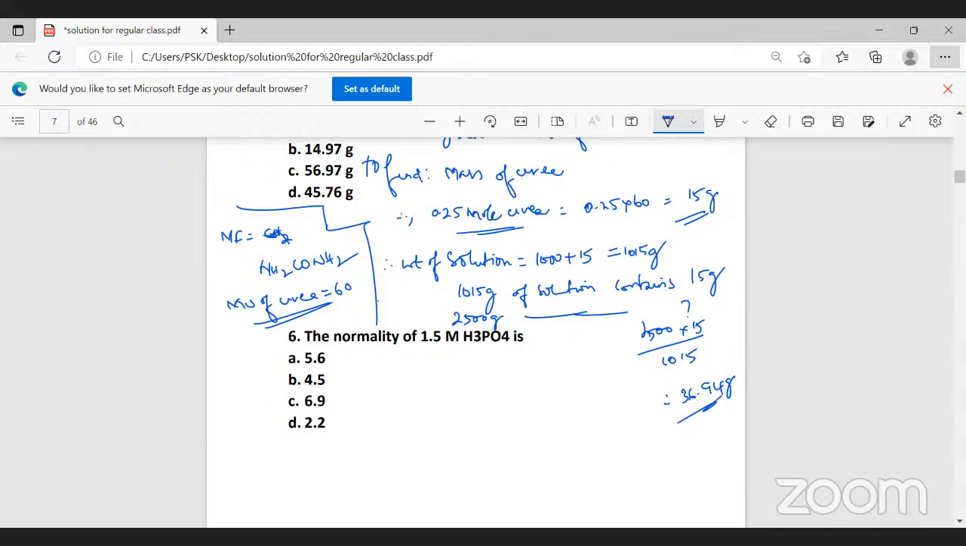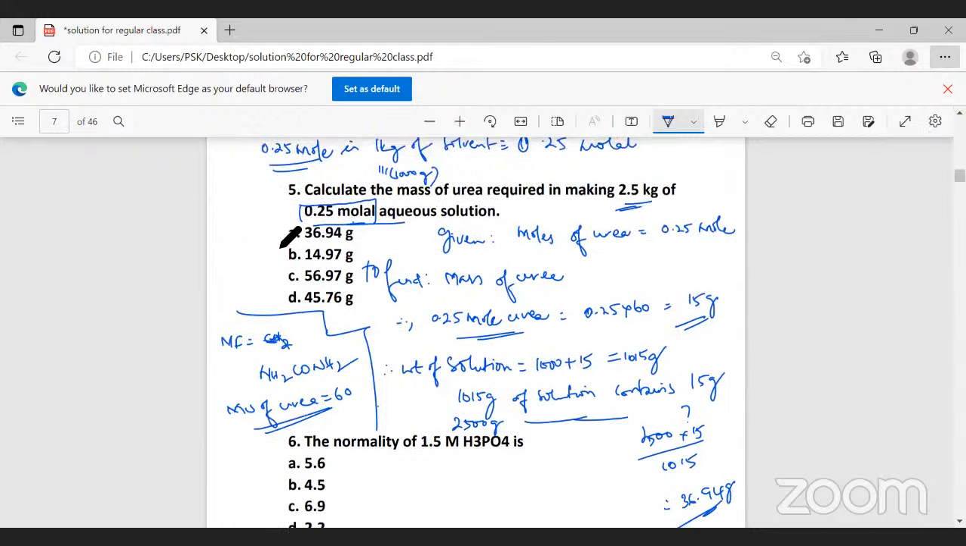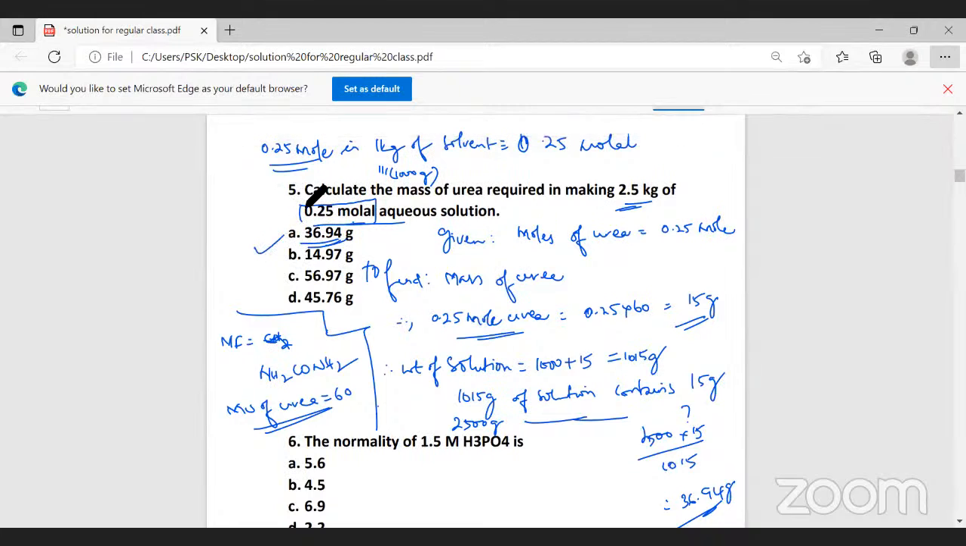What do you mean by this? If you take 36.94 grams and dissolve it in 2.5 kilograms of water, the concentration of the solution is 0.25 molar. Did you follow this? How to work this problem? Just go through this quickly. Understood? Yes, sir. Has everybody followed?